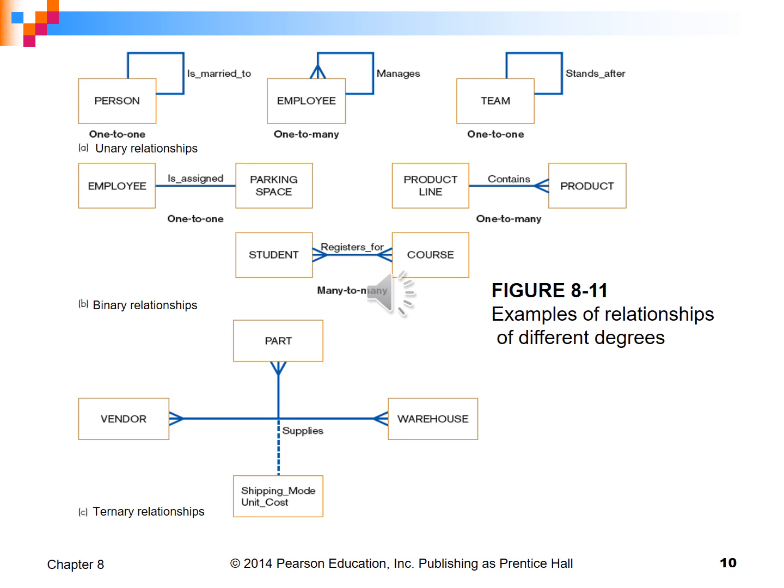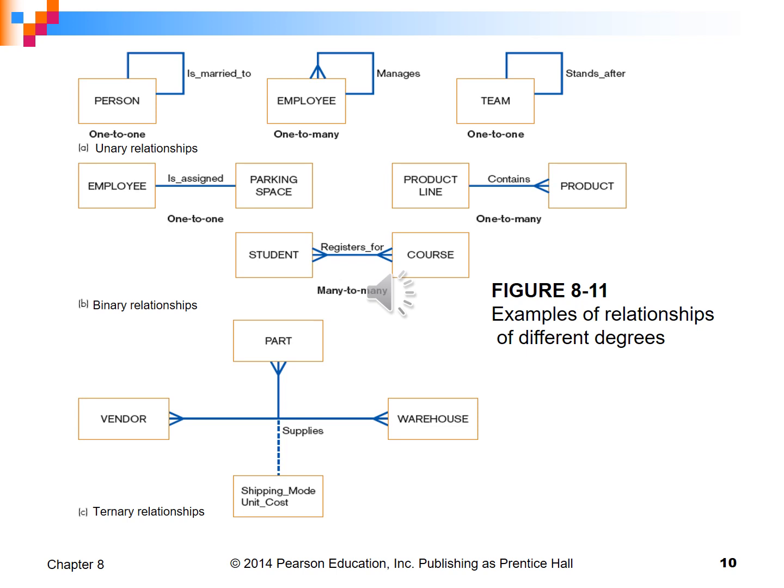Well, for the unary, as we said, it involves one entity only, like a person. It is a one-to-one relation: a person is married to a person. For the employee, it is one-to-many: an employee manages employees. And the team, one-to-one: a team stands after a team.